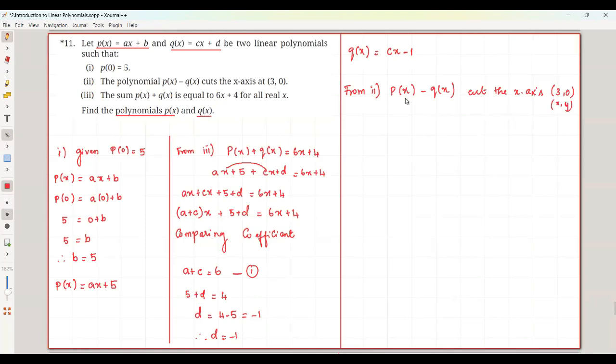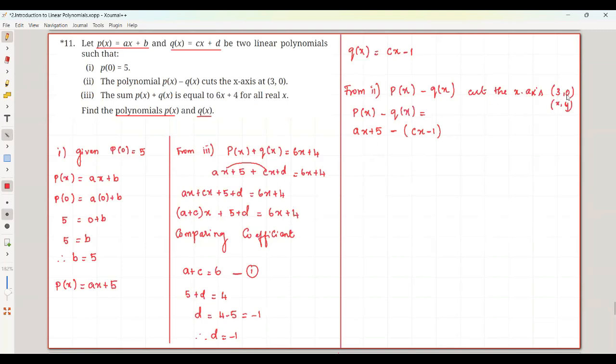Now first you can just find out p of x. What is p of x? Here it is, right? ax plus 5. p of x is ax plus 5, and minus is common, and q of x is cx minus 1. So p of x minus q of x is equal to, we are getting this.